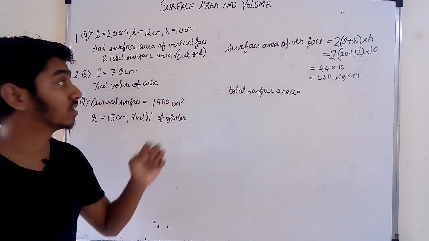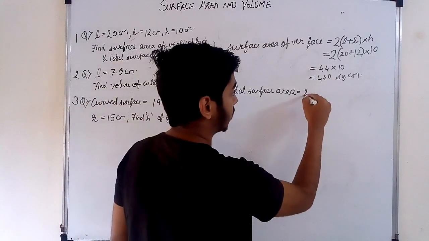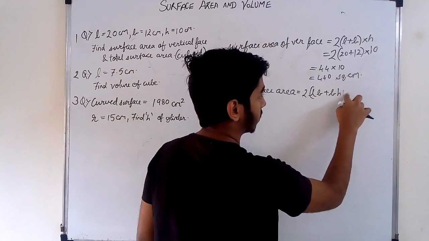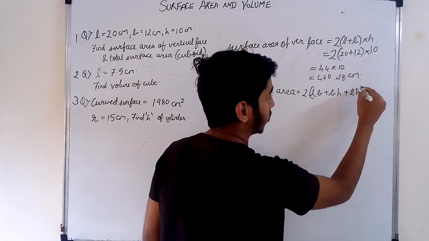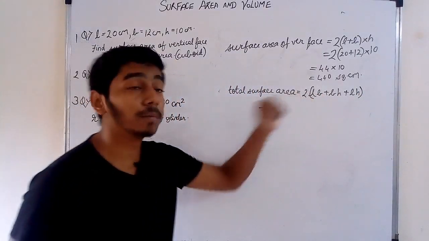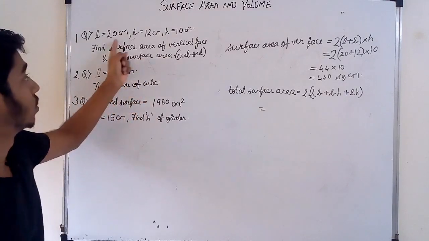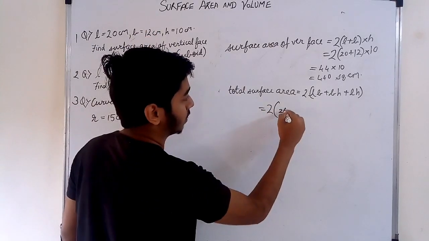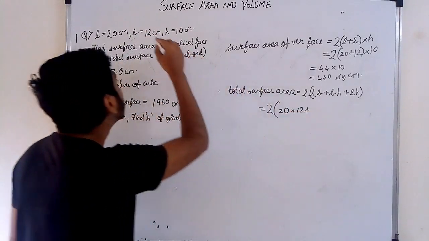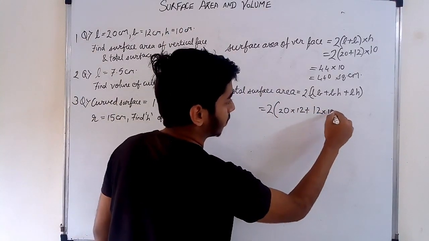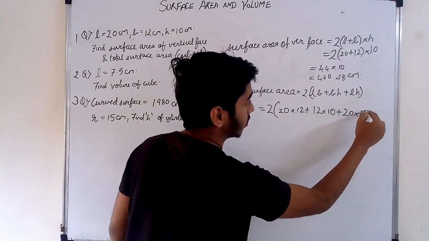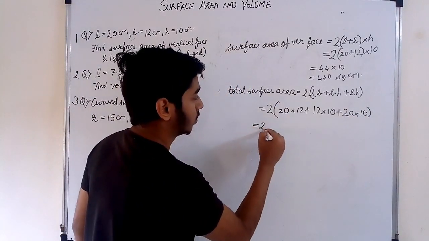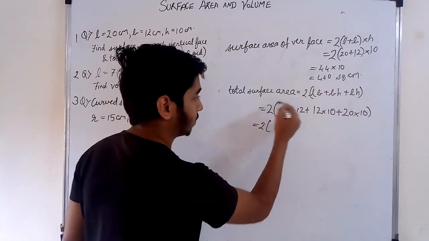So the total surface area, you know the formula, which is 2 into length into breadth plus breadth into height plus length into height. Yes or no? So that's the formula. So simply substituting all those values: 2 into 20 into 12 plus 12 into 10 plus 20 into 10, right? So I've substituted them all.